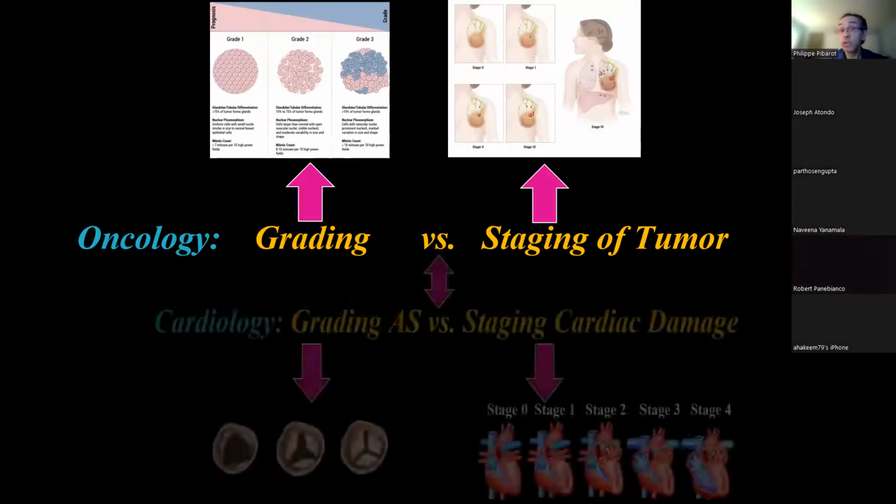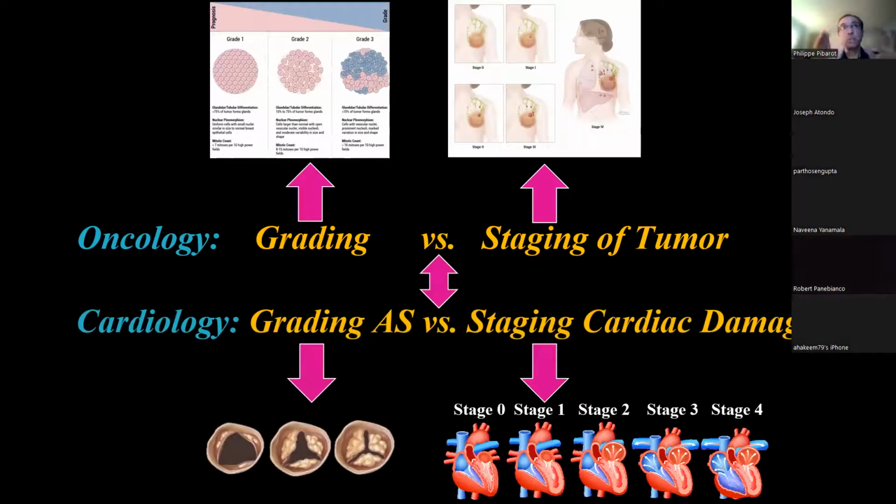Well, I think we should do the same in cardiology. Of course, we need to continue to accurately grade the anatomic and hemodynamic severity of the causal lesion, which is aortic stenosis. But we also need to assess the repercussion of this stenosis on the cardiac damage of the 4 chambers.